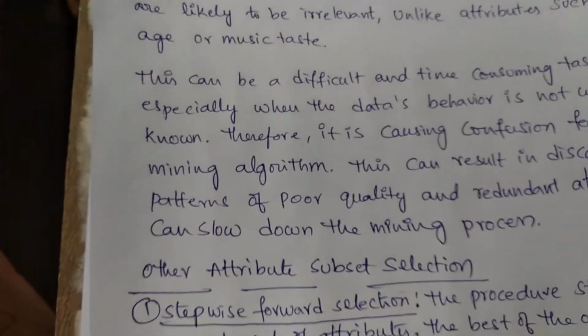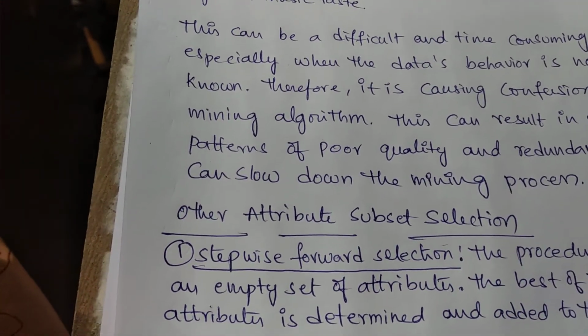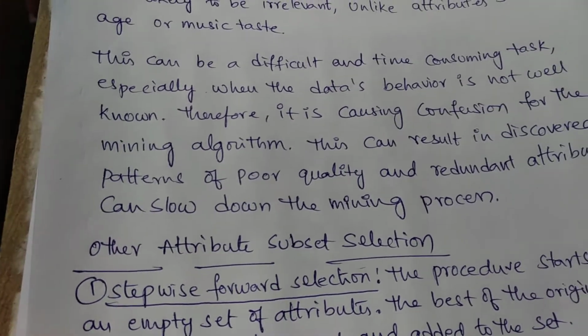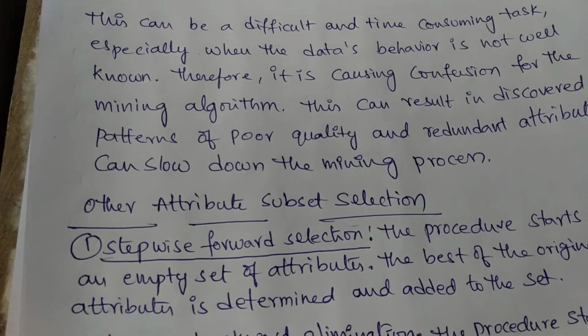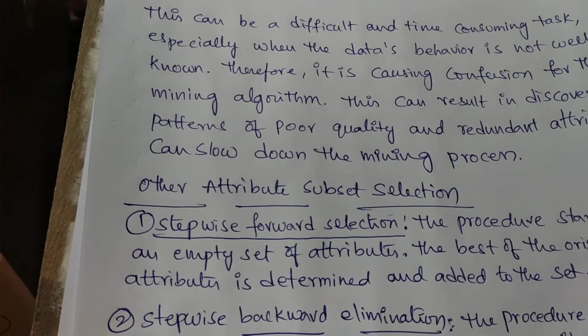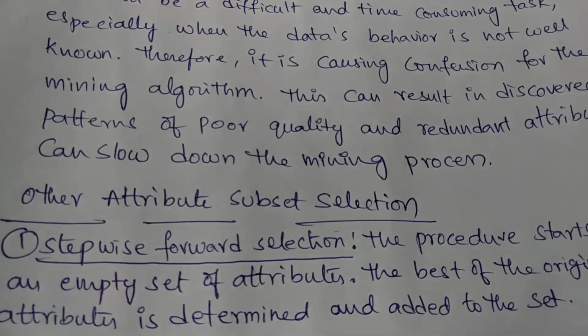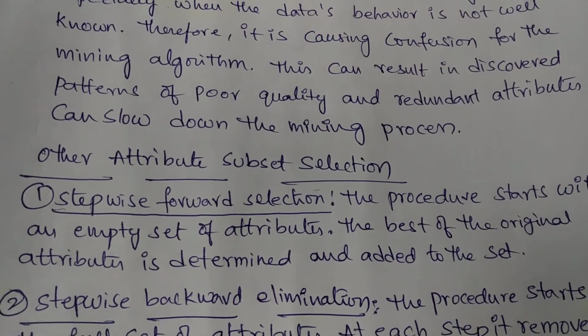This can be a difficult and time-consuming task, especially when the behavior of the data is not well known. Therefore, it causes confusion for the mining algorithm. This can result in discovered patterns of poor quality, and redundant attributes can slow down the mining process.